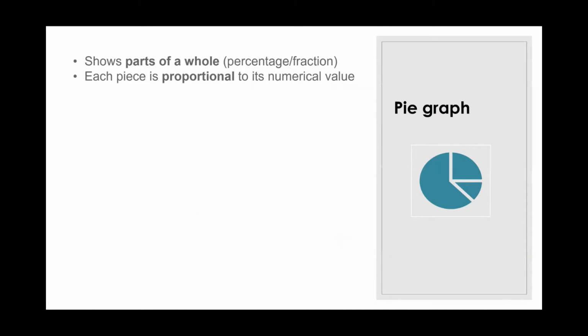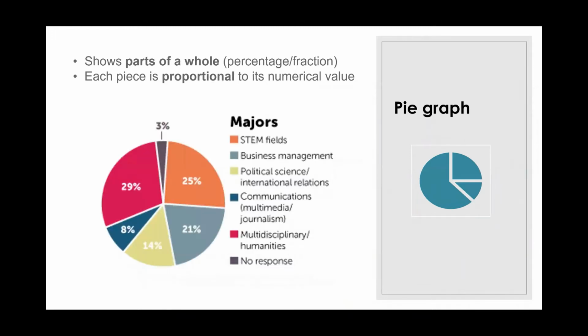The next one we're going to talk about is a pie graph. Like we mentioned earlier, a pie graph shows parts of a whole. So we can represent this as a percentage or a fraction, and each piece is proportional to its numerical value. So what does that mean? Again, if you have one whole and it's percentage, that means that the total is going to be 100%.